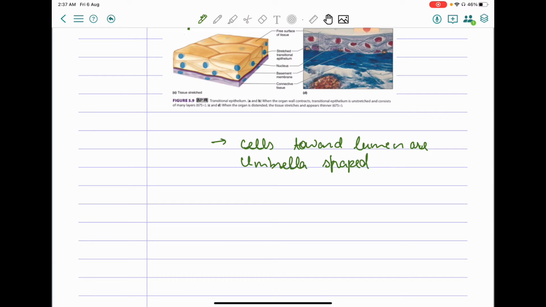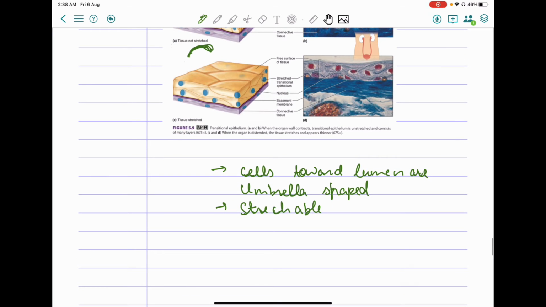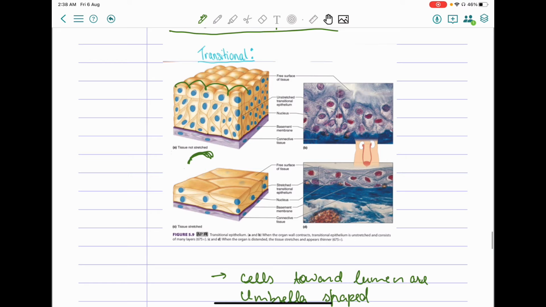What else? Second, these are stretchable. Transitional epithelium is stretchable. Why stretchable? Because when urine is collected in the urinary bladder, it stretches. Here you can see it stretches. When it is loose, there are about 5 to 6 or 7 layers. But when it is stretched, it becomes 2 to 3 layers.